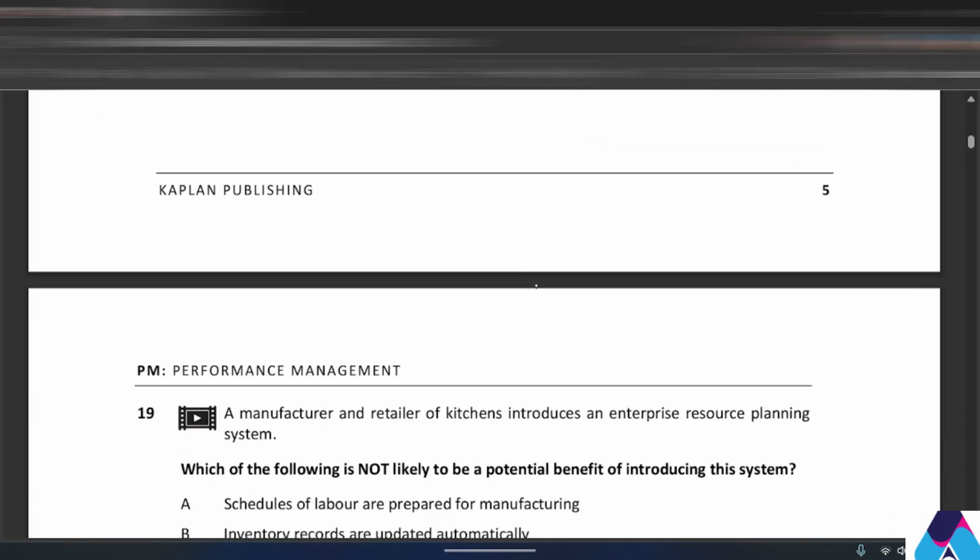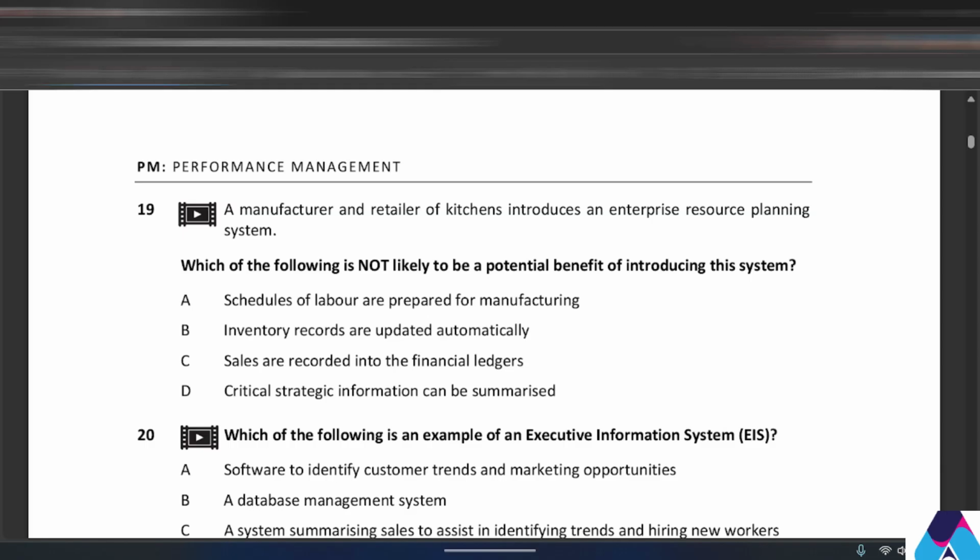Let's move on to question number 19. Question number 19 says a manufacturer and retailer of kitchens introduces an enterprise resource planning system, what we call the ERP system. Which of the following is not likely to be a potential benefit of introducing this system? Not likely to be a potential benefit of ERP. Schedules of labor are prepared for manufacturing. Not likely to be a potential benefit.